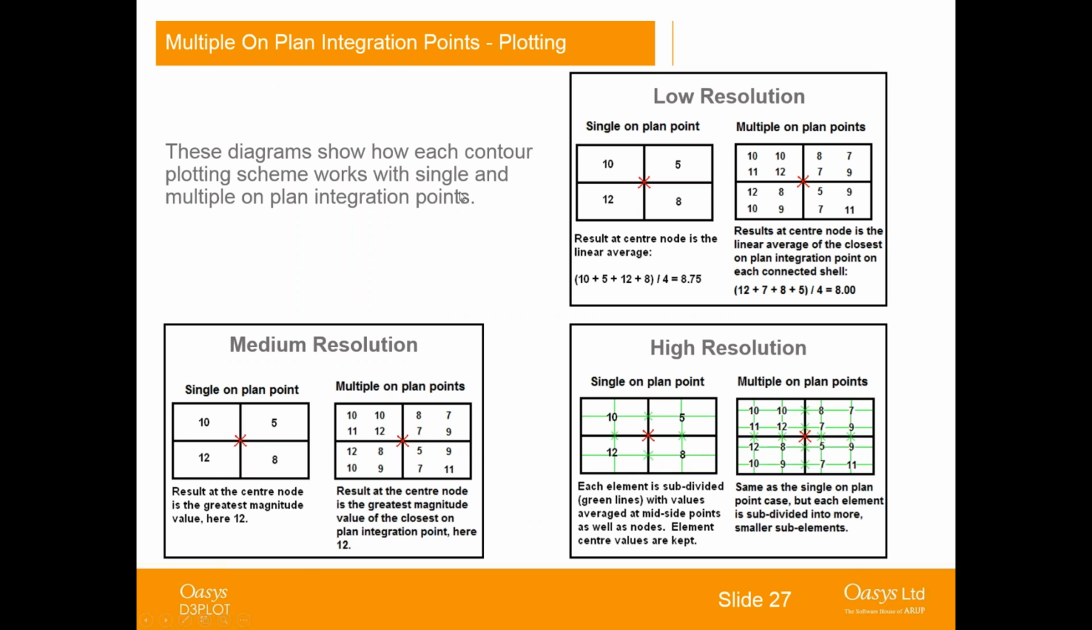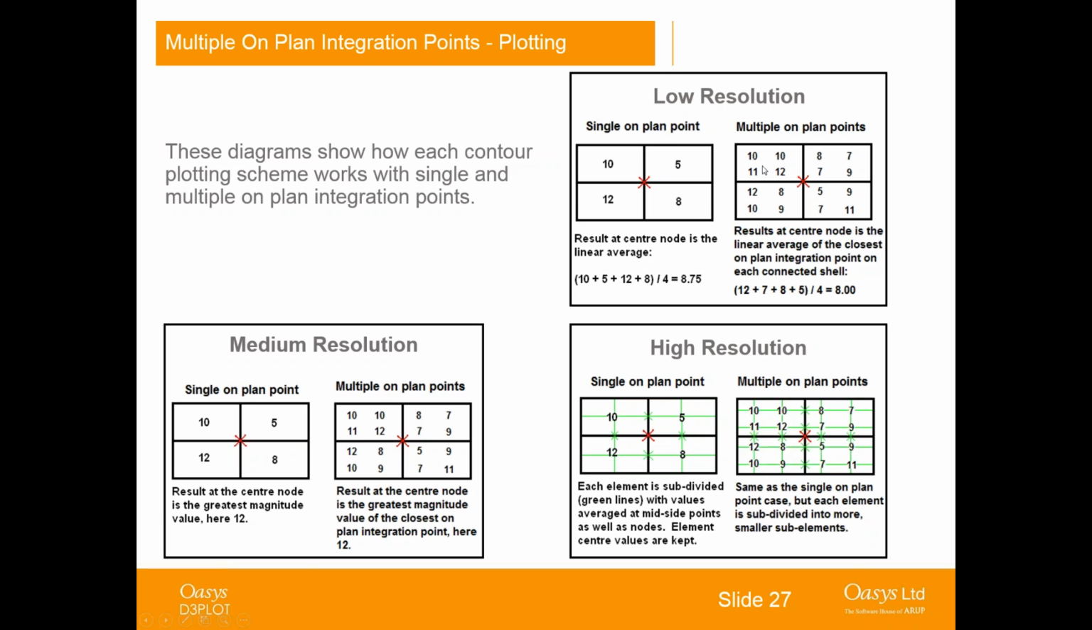This diagram shows how each contour plotting scheme works. For example, let's go to the low resolution first. In this case, we are averaging the result, and it's the linear average of all of these values. That's done in the center. This particular one on the left is if you have one on-plane integration point per element. So we've got 4 elements here.